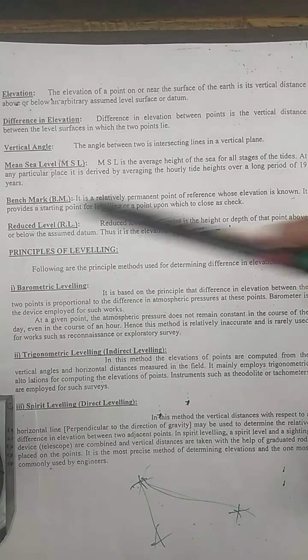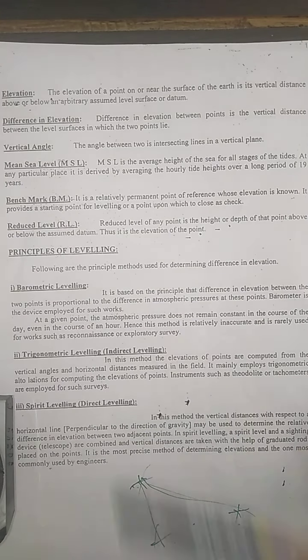Again, in the previous class we discussed the principles of leveling: barometric leveling, trigonometric leveling, and spirit leveling, which is nothing but direct leveling. We are going to utilize direct leveling. In order to carry it out, we require certain instruments, the dumpy level and the staff. In today's class we are going to see what a staff is, and the different kinds of leveling instruments used in the field of leveling.